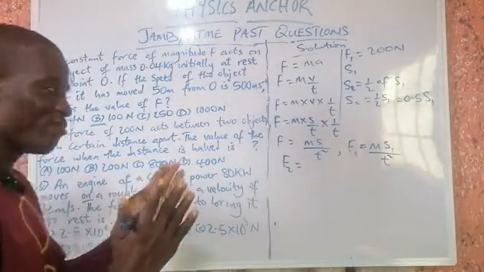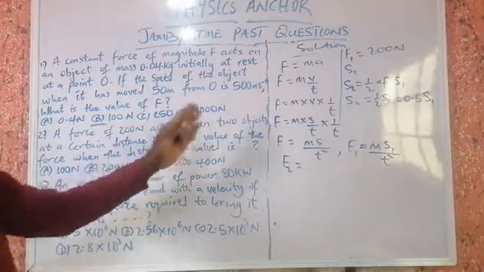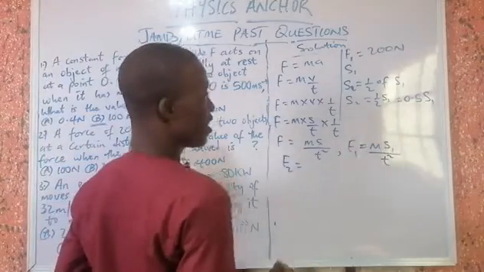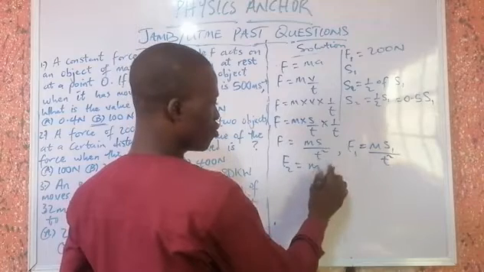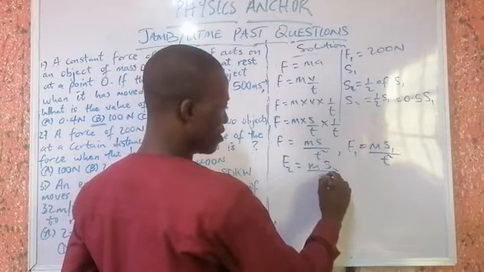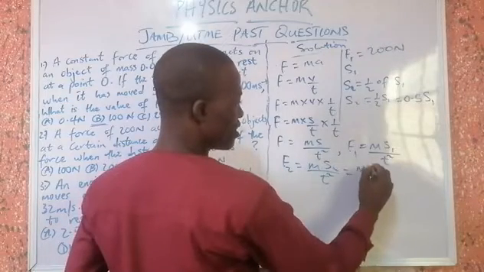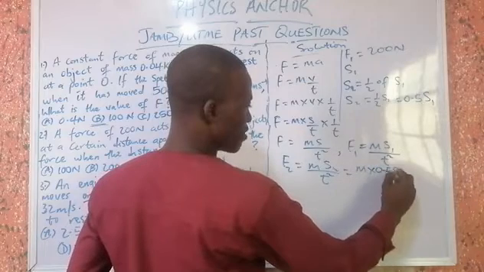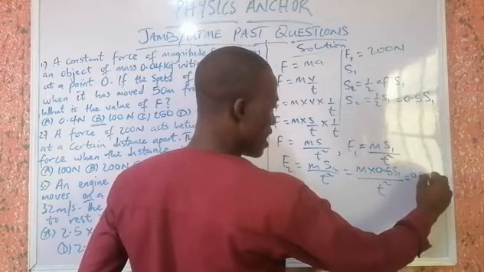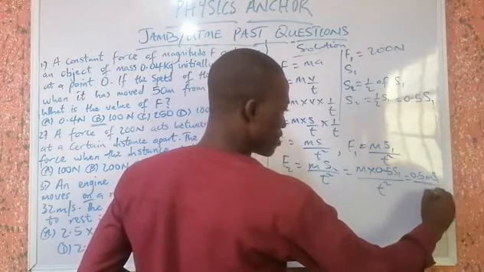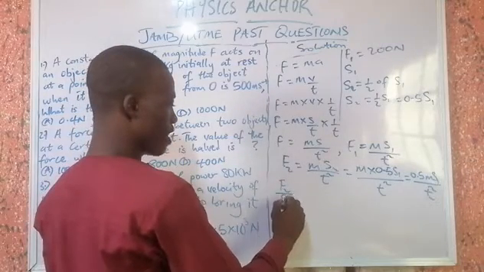And my F2, which will be the force we are looking for now, that's when the distance between the two objects is being halved. That will be F2 equals m, which is constant, times S2 over t square. But in this case, instead of writing S2, I'm going to write the value of S2, which is 0.5 S1 over t square, and that will give me 0.5 m S1 over t square.